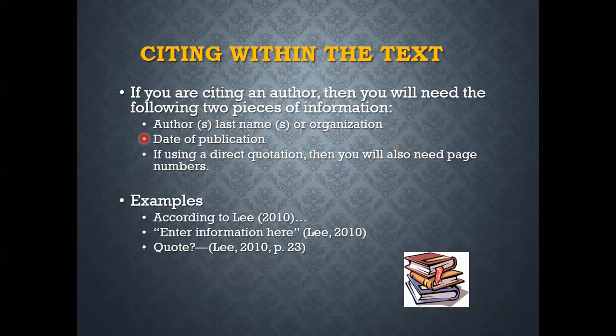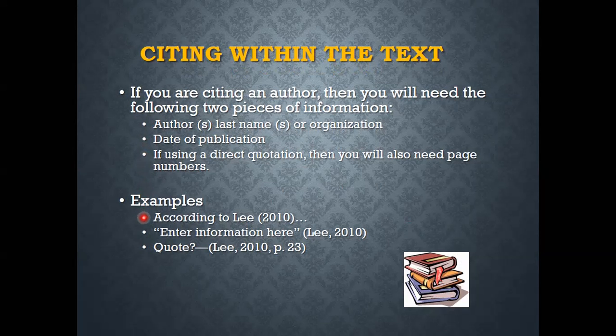Now you'll notice this is different from MLA. In MLA format, you just get the author's last name and the page number. APA cares about the date of publication, and we only use the page number if you're quoting directly from a source. So if you're copying and pasting information from a source, then you will use the page number in your citation. Here are some examples for how you can cite your sources in APA format.